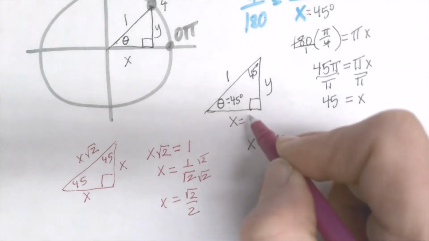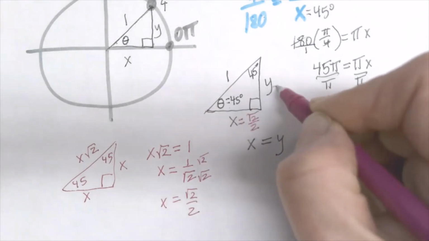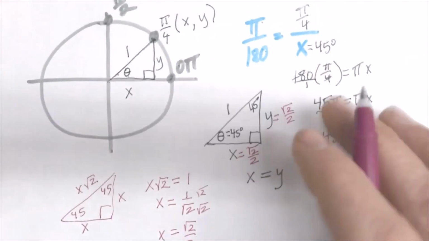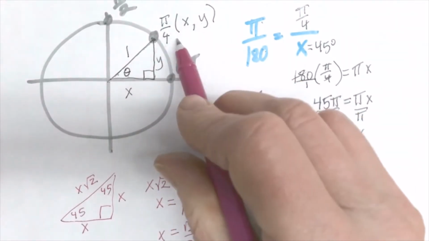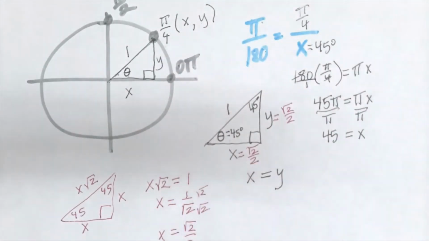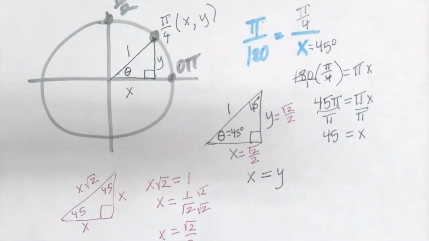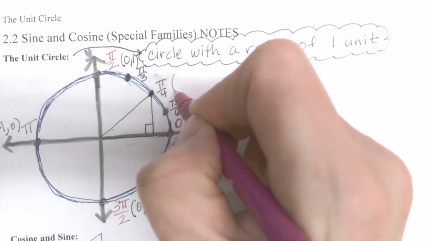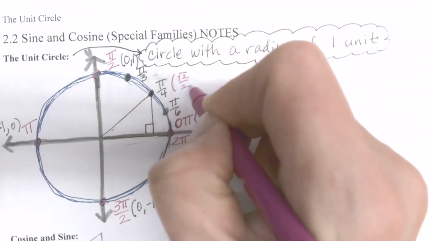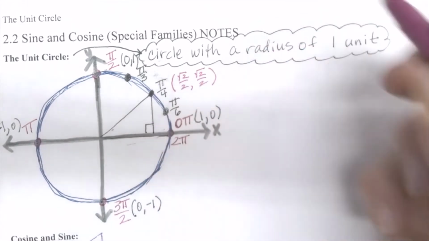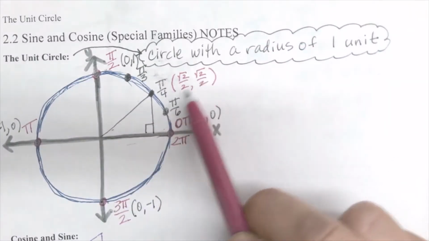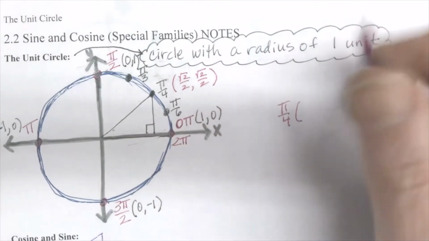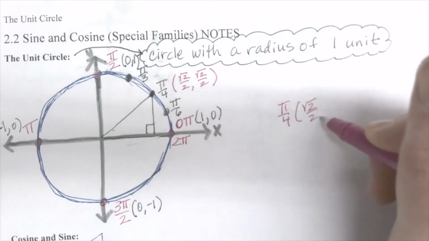So I know what x is, the square root of 2 over 2, and then I also know what y is, the square root of 2 over 2, because x and y are equivalent. So this pi over 4 point has an x value of the square root of 2 over 2 and a y value of the square root of 2 over 2. So I'm going to bring that back to my picture. The coordinate point associated with pi over 4 is square root of 2 over 2, square root of 2 over 2. And so that is one of the other values. And in fact, I'm going to write it out here. Pi over 4 has the ordered pair square root of 2 over 2, comma, square root of 2 over 2.